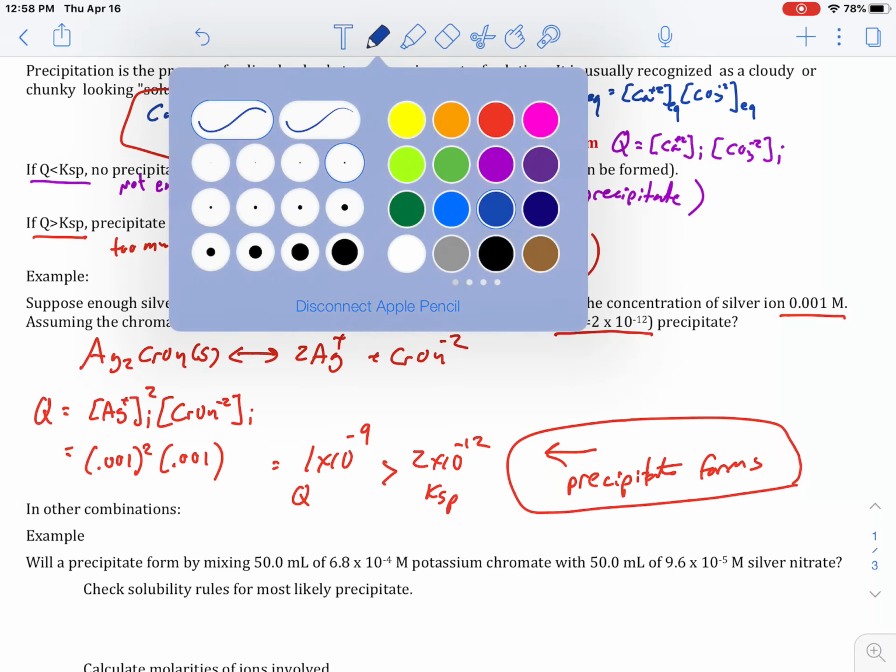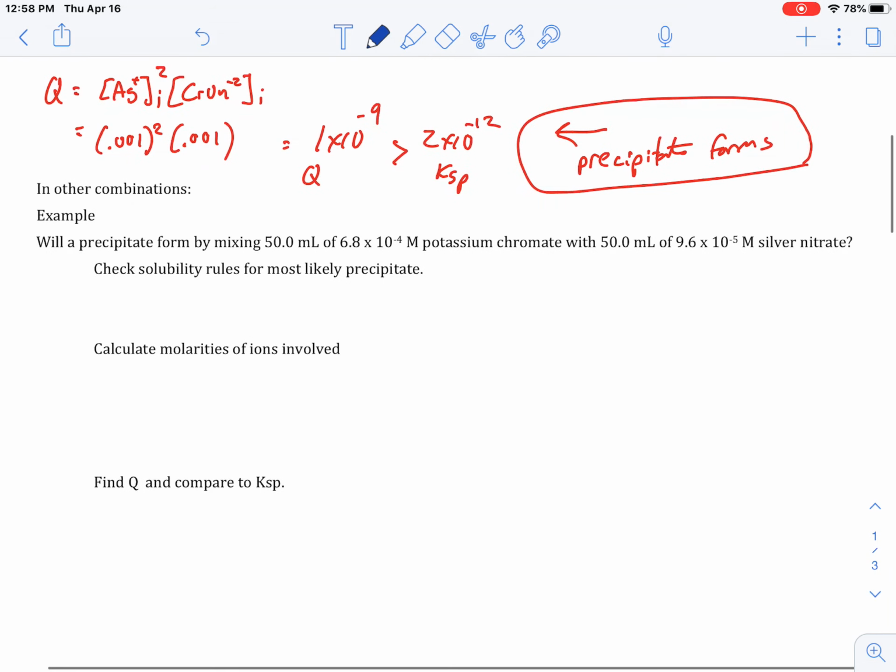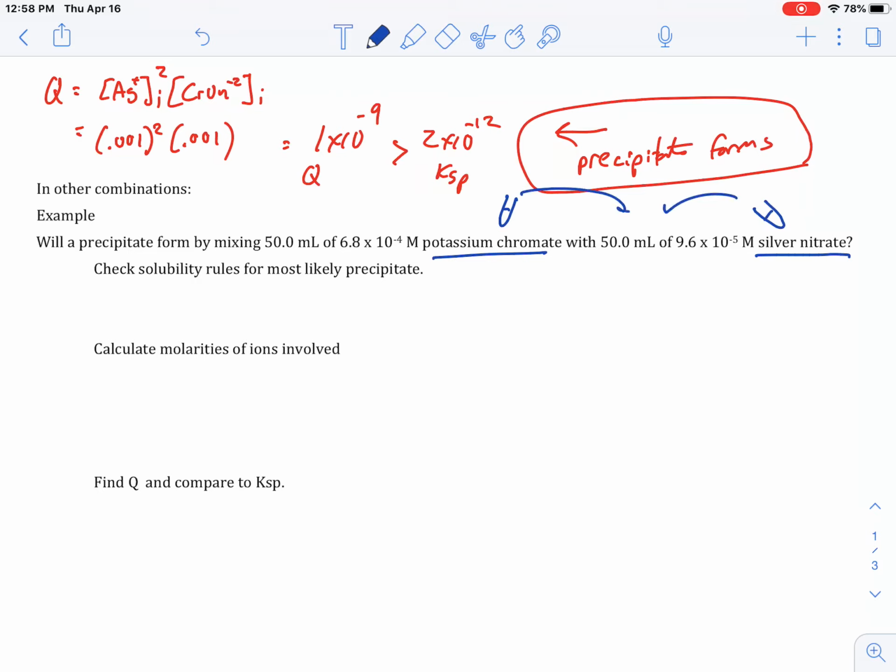All right, let's try another one. So this next, that was more of a beginner type of problem. This is more of a realistic type of problem now. So if we mix potassium chromate with silver nitrate, so here we are mixing two different solutions together. Imagine taking two test tubes and pouring them both into a beaker. We want to know if we see a precipitate form. But in order to know that, we need to solve for Q, and in order to solve for Q, we need to solve for the concentrations.